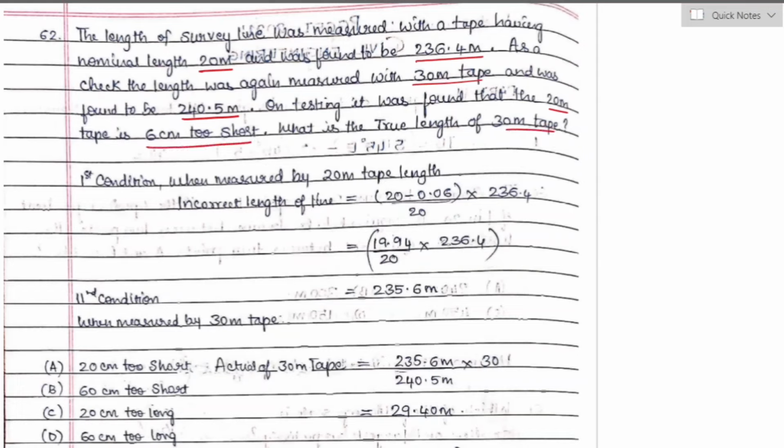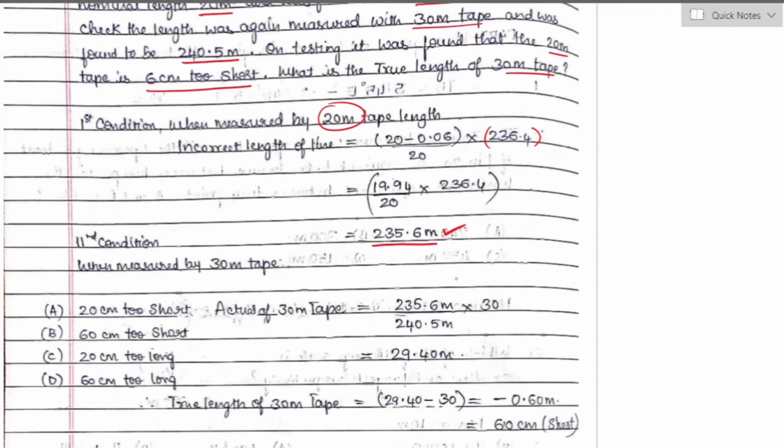So for the first condition, when the length is measured by the 20 meter tape, the incorrect length of the line is 20 minus 0.06, that is 6 cm too short. So it is 20 minus 0.06 divided by 20 meter into the measured length of 236.4 meter when it is measured by the 20 meter tape. So the incorrect length will be 235.6 meter.